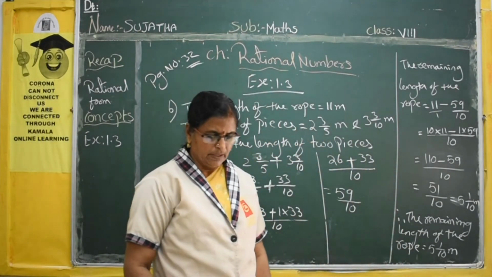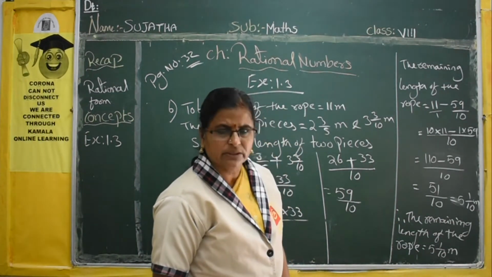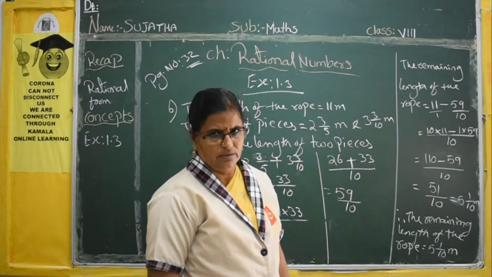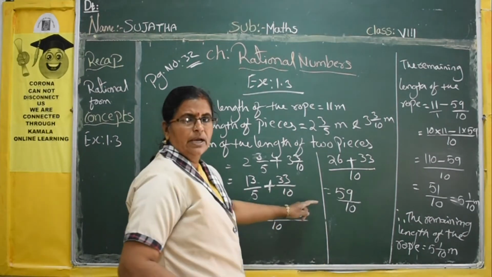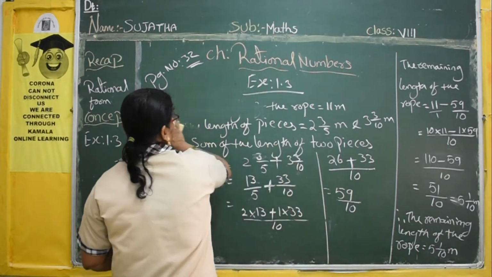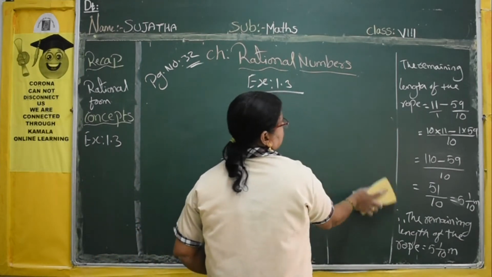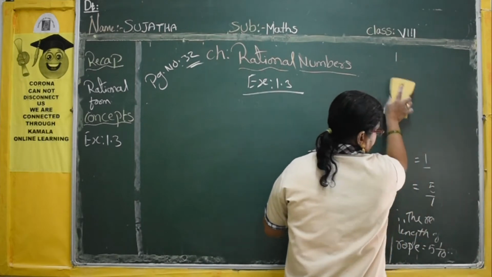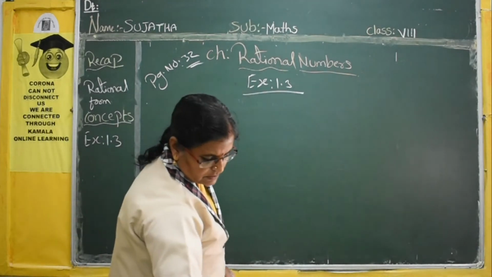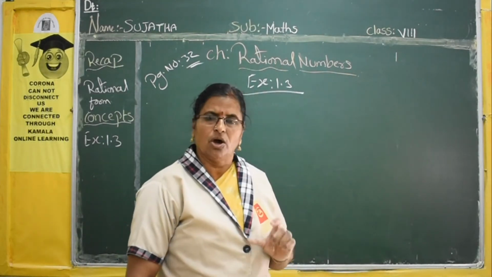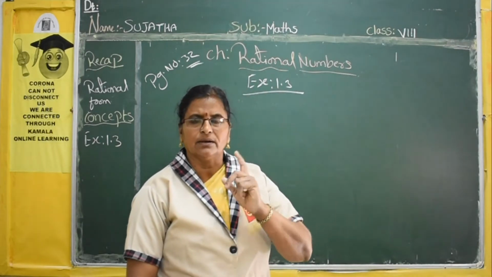Okay. Now 7th one. The cost of 7 2 by 3 meters of cloth is 12 3 by 4 rupees. Then find the cost of 1 meter of cloth. Now I hope you have understood this. Now 7th sum. Total length of the cloth is given and total cost of the cloth is also given. We have to find the cost of 1 meter.